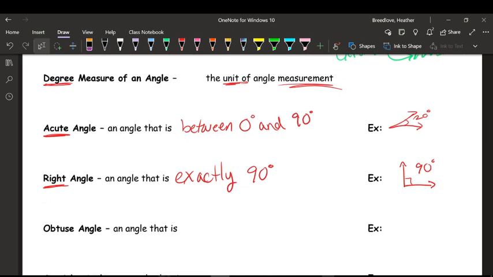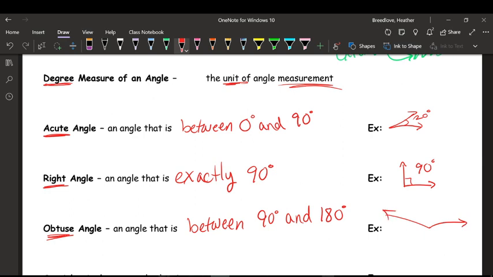An obtuse angle, that's the big angle. It's an angle that is greater than 90, but it has to also be less than 180. So it's between 90 degrees and 180 degrees. So it looks something like that. That could be an obtuse angle. And say it's 130 degrees. I don't know. That's an example.